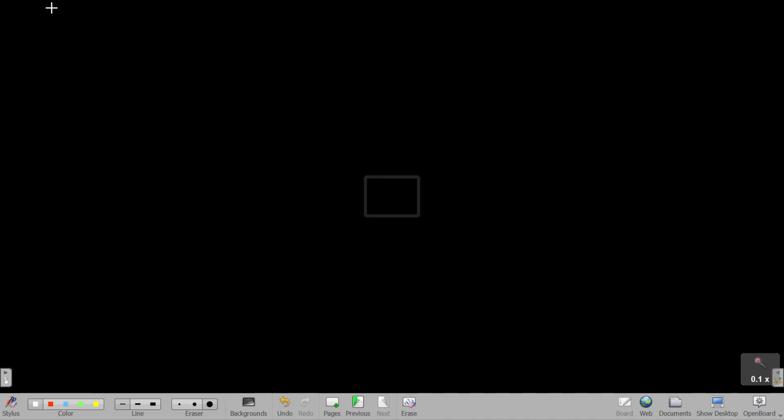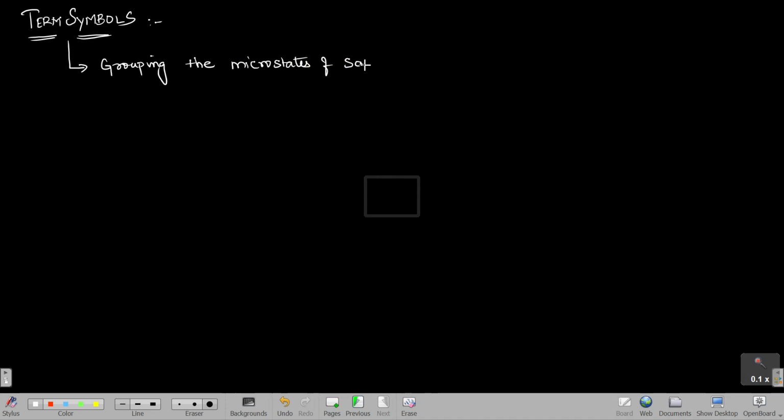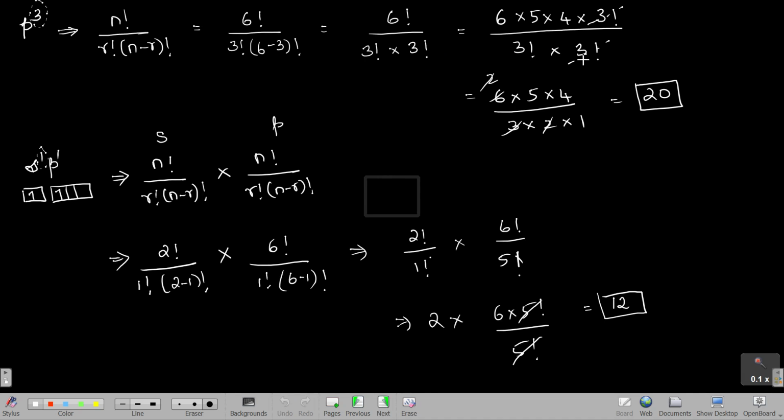Okay. So now we are going to move to the next topic, that is term symbols. So we have two things. One is term symbols, the other one is atomic term. First we will see what term symbols are. Basically, as I told you, microstates are the number of possible arrangements of a particular configuration. Now term symbols can help you in grouping the microstates of the same energy into one term. So basically, when I say there is a P3 configuration, there are 20 possible arrangements.